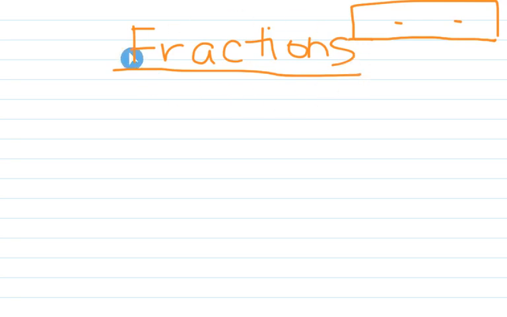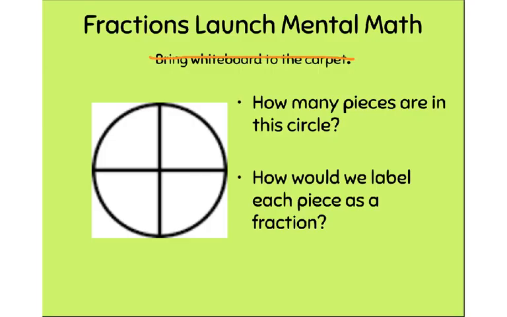Okay, so now that you have this written in your notebook with the date, let's go back to our first slide. Fractions launch mental math. Looking at the circle, how many pieces are in the circle? You can jot in your notebook, how many pieces are in this circle? How could we label each piece? Take a second to think about that. You can use your notebook to jot down your thoughts.